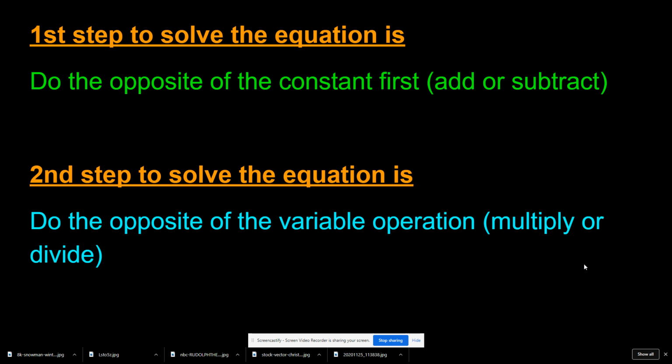The second step to solve the equation is to do the opposite of the variable operation. So you will either multiply or divide. The variable is the letter. So whatever's happening to the letter is what you will do to solve it.